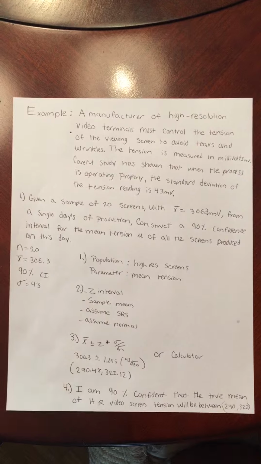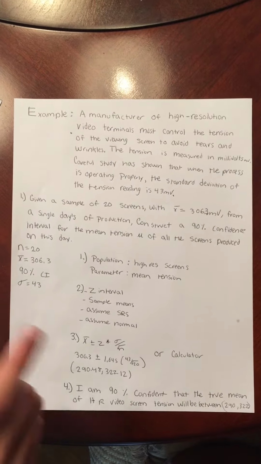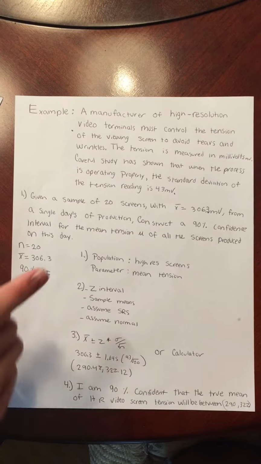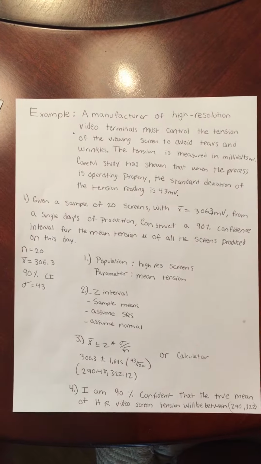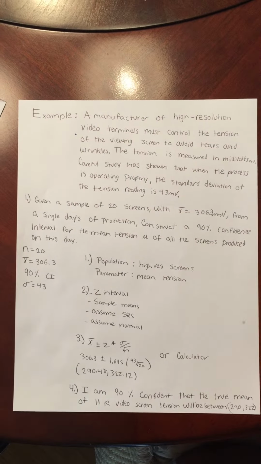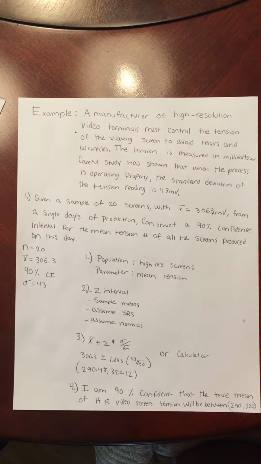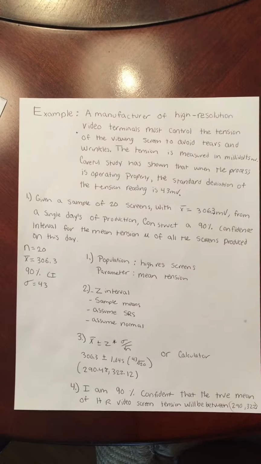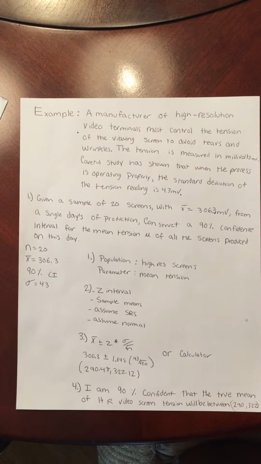The first step is to identify the population and parameter. The population is the high-resolution screens, and the parameter is the mean tension. Step 2 is to choose procedure and verify. This is a z-interval problem, and we are testing for sample means. We can assume it's an SRS, and we can assume that it's a normal distribution because it says so in the problem.